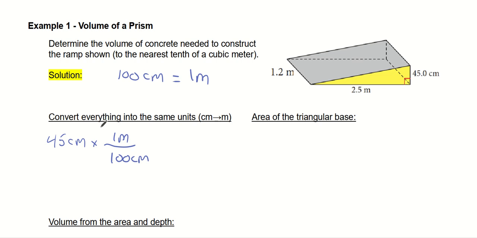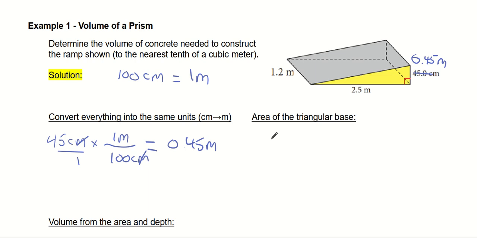This is something you should already know. The reason I put meters on top and centimeters on bottom is so that the centimeter here crosses out with the centimeter here, and all you're left with is 0.45 meters. Okay, good. Now, the next thing we should do is find the area of the triangular base. Let's scratch that out.